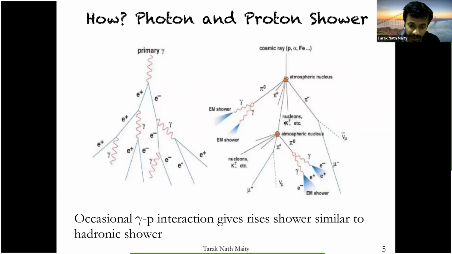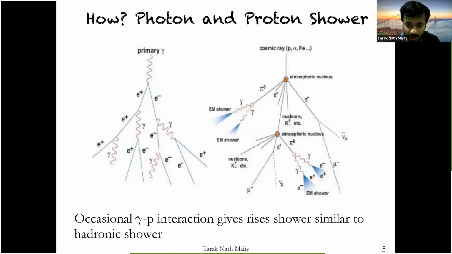By looking at these two figures, one may assume that gamma ray shower doesn't produce any muons, but that is essentially not true, because occasional gamma p interaction may give rise to shower similar to this hadronic shower. So it is a painstaking job to differentiate between proton and proton shower.